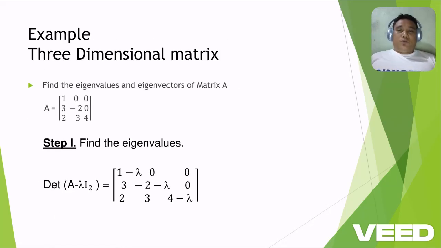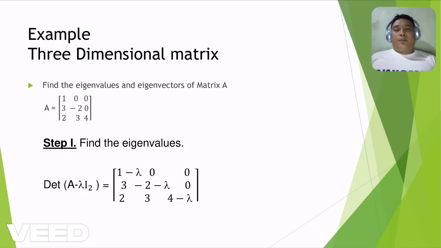Next, we move to a 3-dimensional matrix. I'll choose a simple one so that we can finish our example easily. Find the eigenvectors of matrix A, where A equals 1, 0, 0, 3, negative 2, 0, 2, 3, 4. So find the eigenvalues. Let's go back to what we learned.